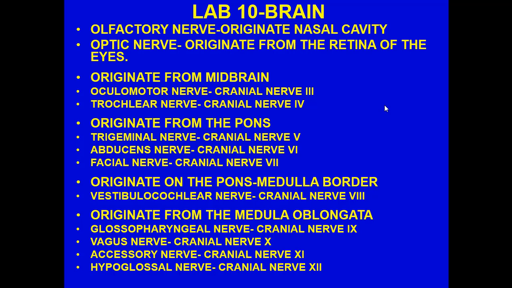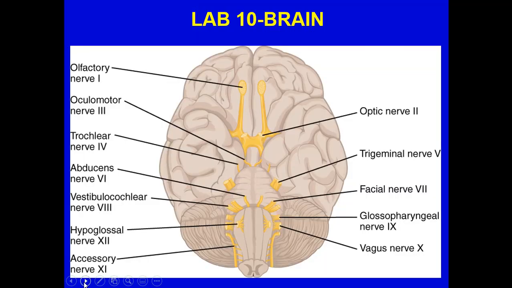Originating in the medulla oblongata are the glossopharyngeal nerve, cranial nerve 9, the vagus nerve, cranial nerve 10, the accessory nerve, cranial nerve 11, and the hypoglossal nerve, cranial nerve 12. And you'll see all of these. If you notice underneath, I don't want you to worry that much about right here. Having this as the optic nerve, understanding this is the olfactory nerve, that's a beginning.